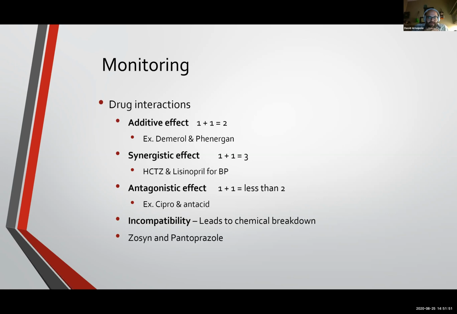Incompatibility leads to chemical breakdown. Pantoprazole and Zosyn. If you were to pull up pantoprazole, because you can give this IV, and you put it in through a Zosyn line that has Zosyn in it, it becomes literal snow crystals inside.